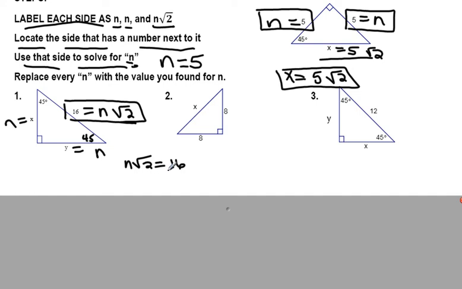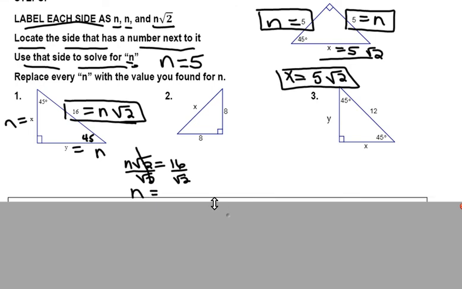N times the square root of 2 is 16. So in order to undo the multiplication here, we need to divide both sides by the square root of 2. That's how we're going to isolate our n. Square root of 2 over square root of 2 is 1, so we have n equals 16 over the square root of 2. So we have successfully found n.